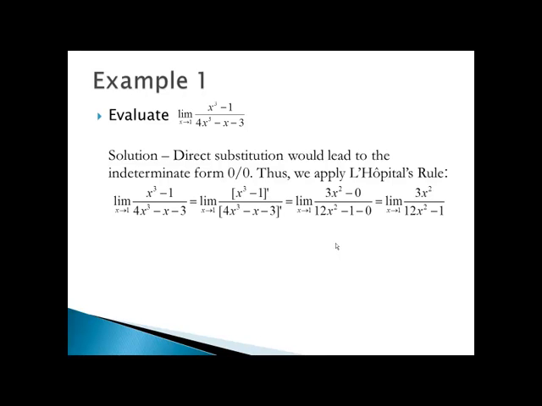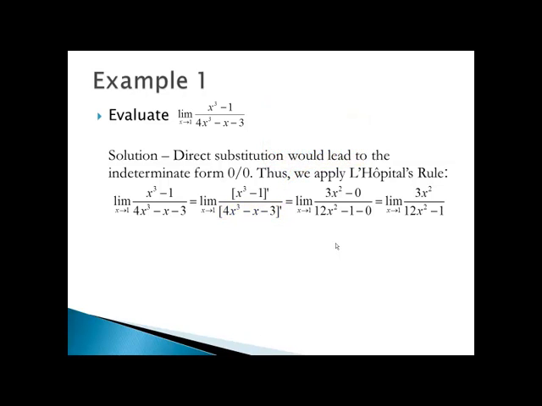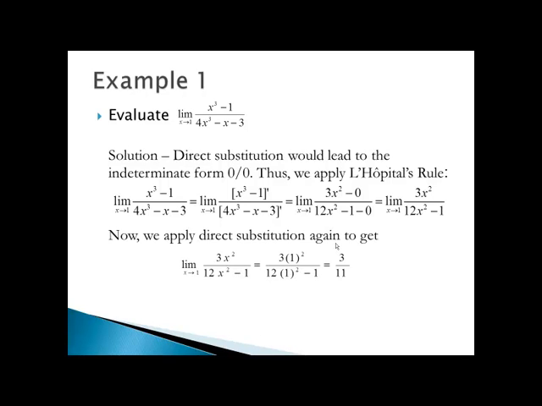L'Hopital's rule says to evaluate the limit, we can take the derivative of the top and the derivative of the bottom. The derivative of x cubed minus 1 is 3x squared, and the derivative of 4x cubed minus x minus 3 is 12x squared minus 1. Once I've taken the derivatives, I now look at the limit as x approaches 1 of 3x squared divided by 12x squared minus 1. Now if I apply direct substitution again, I get 3 divided by 11. Therefore, the limit as x approaches 1 of x cubed minus 1 divided by 4x cubed minus x minus 3 is equal to 3 divided by 11.